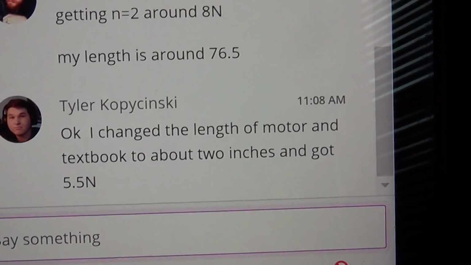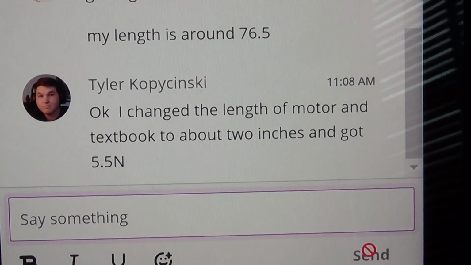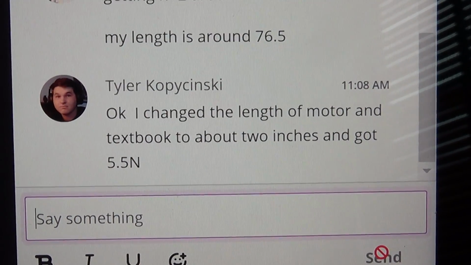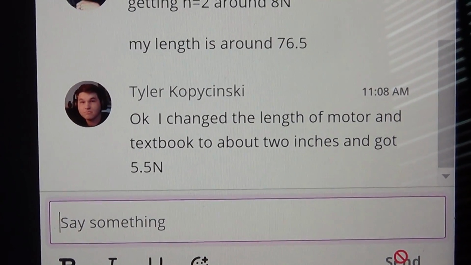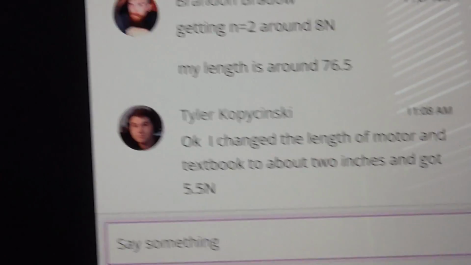Yeah. And Tyler, okay, I changed the length of motor in textbook to about 2 inches and got 5.5. Oh, you mean between the book and the motor? Yeah, that's another thing. If it's too long from book to motor, then that will affect the whole thing too. So you want to keep it kind of short between book and motor, because it'll flop on the other side and change everything. Maybe that's what's happening with Brandon. I don't know if Brandon wants to check the distance between motor and book and have it closer to maybe a finger span away, but the motor not touching the book. See if that changes anything.